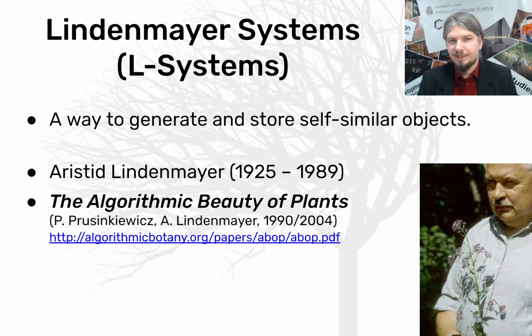Now a bit more rigorous way to generate those trees is Lindenmayer systems, or L systems for short. So they're kind of a way to generate and store self-similar objects. These were developed by Aristide Lindenmayer, and the book Algorithmic Beauty of Plants was published after Lindenmayer had passed away by his friend. And this book details the Lindenmayer systems and how they can be used to generate these different self-similar objects, including trees and plants and so on.